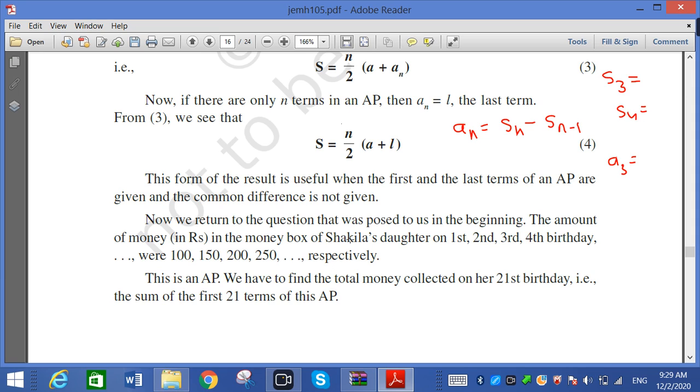Now here is an example sum. The amount of money in rupees in a money box of Sasikala's daughter on the first, second, third and fourth birthdays are 100, 150, 200, 250.